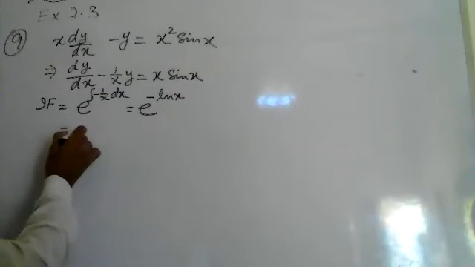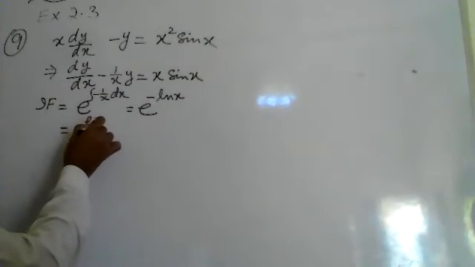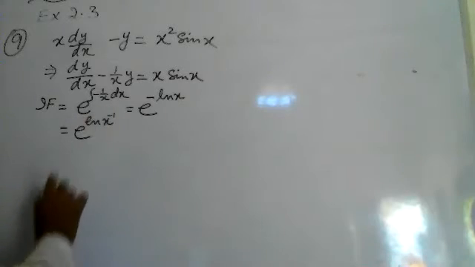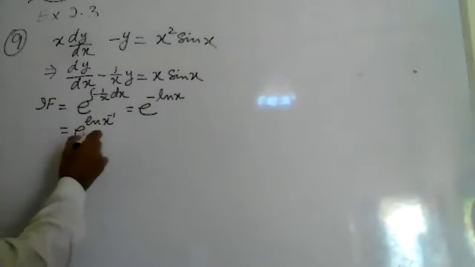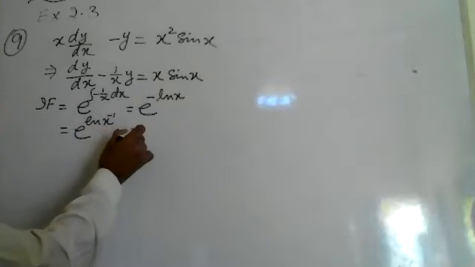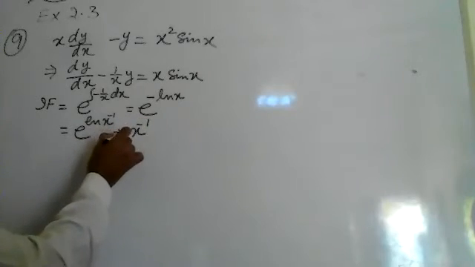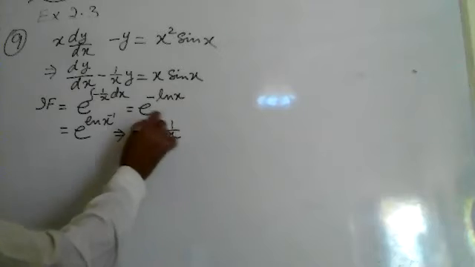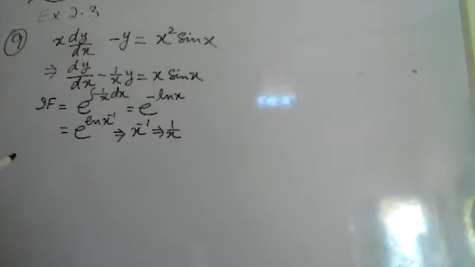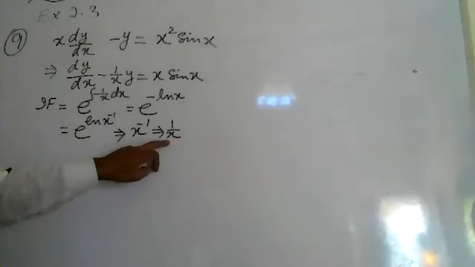It will become e raised to power ln x raised to power minus 1. So ln and e are cancelled. It will become x raised to power minus 1, and that means 1 over x. So the integrating factor is 1 over x.